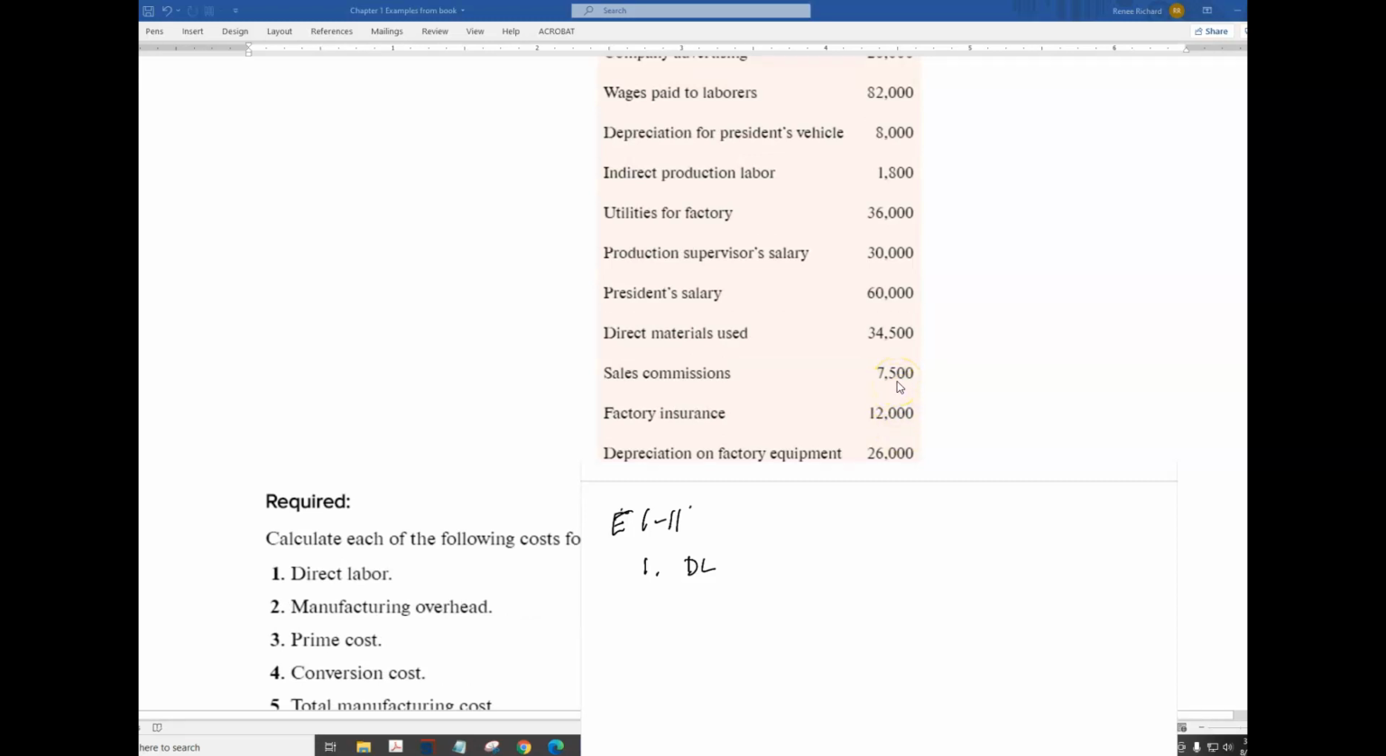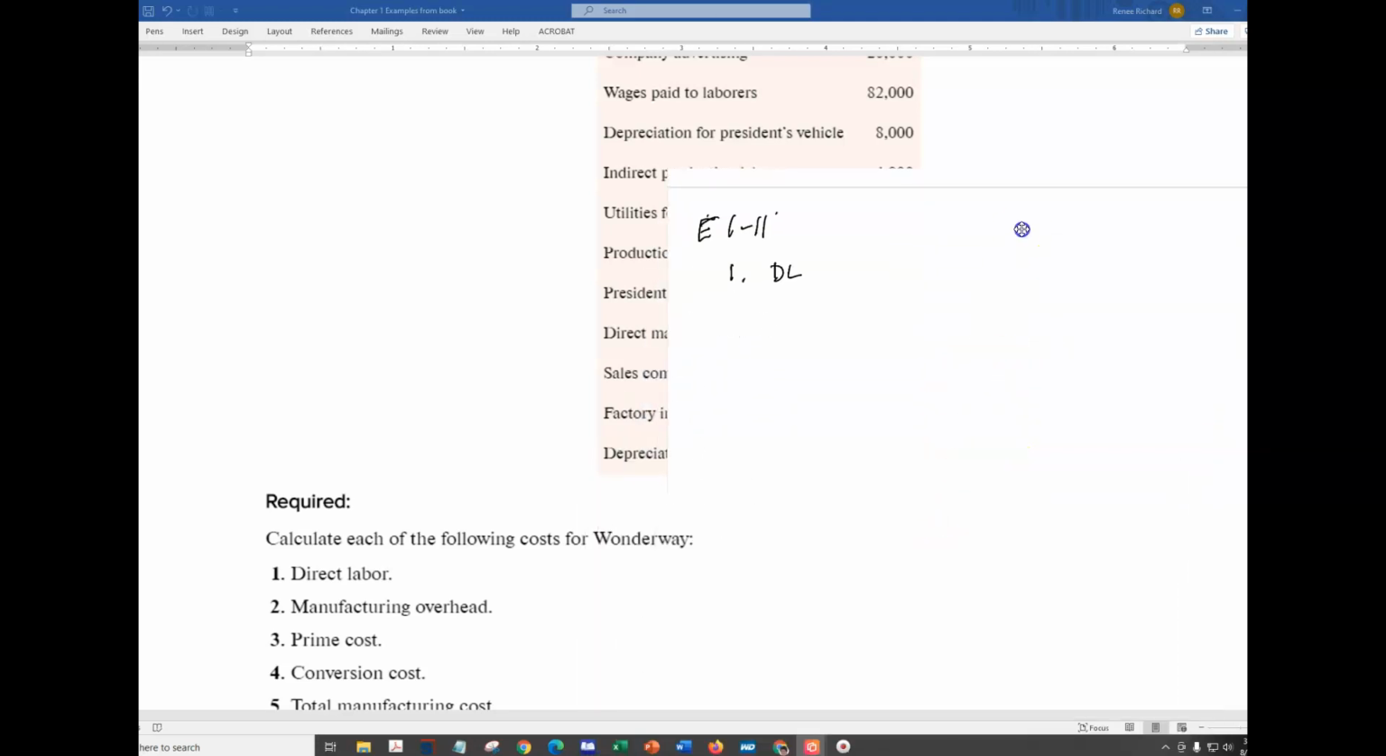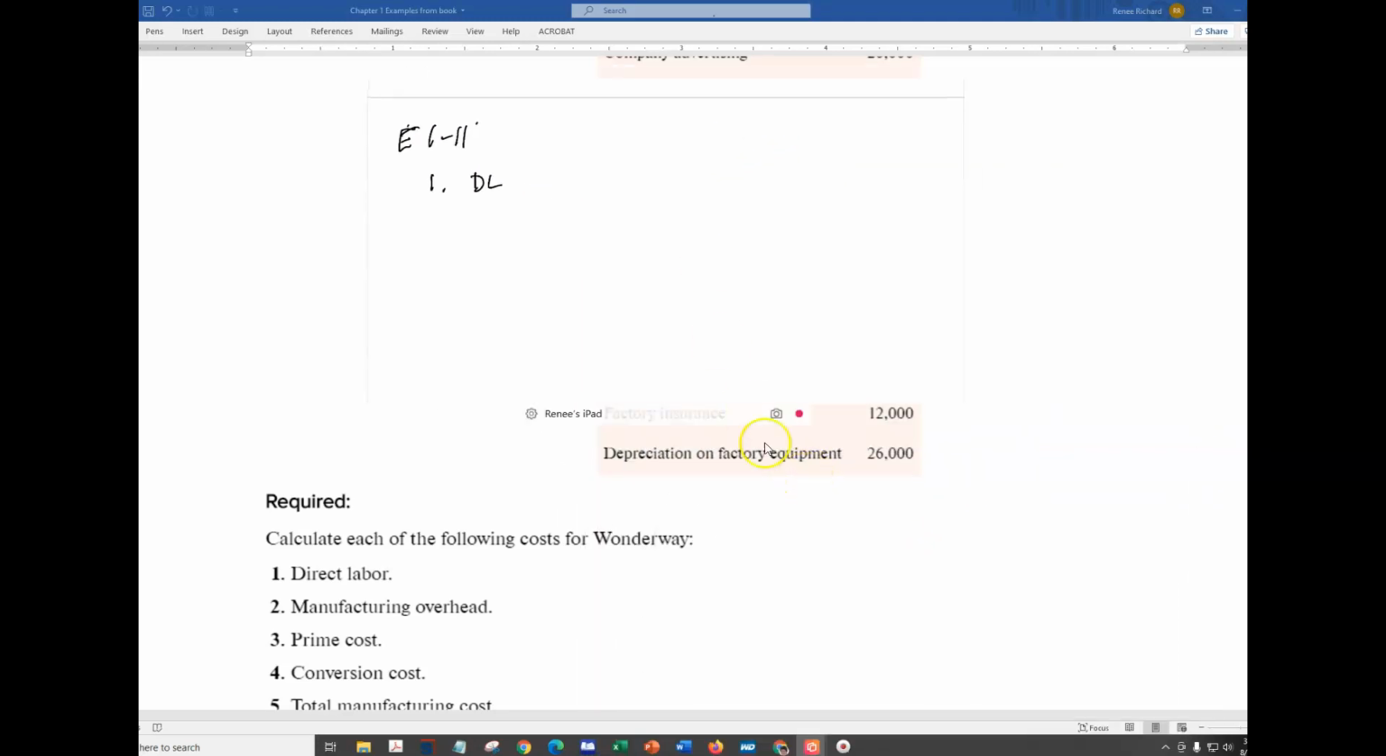Sales commissions, that's a period cost because it has to do with sales. Factory insurance, manufacturing overhead. Depreciation on factory equipment, manufacturing overhead. Okay. So what I'll do down here is I'll just do each one of these and I'll write them out for you. So direct labor, that's 82,000.